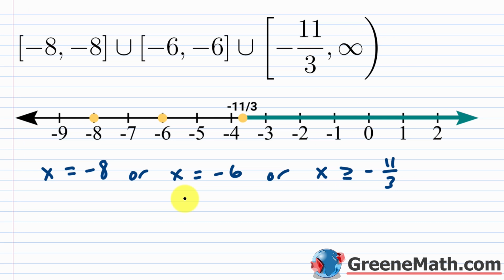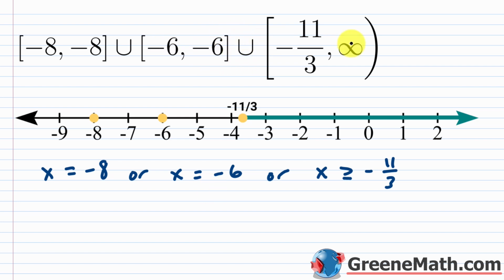All right, let's look at the interval notation now. For x equals -8, this is the notation right here. In interval notation, you're going to have a bracket, then the number, so in this case -8, and then a comma, you'll put the same number, -8 again, and close this off with a bracket. So that's how you would show x equals -8. Then you have the union with this x equals -6. The same strategy here: a bracket, -6, comma, -6, and then a bracket. So that's how you show the -6 part.